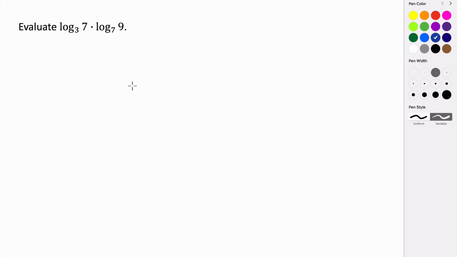So we really have options. We can change the base to any base that we want. That gives us a lot of freedom, but it also makes it sometimes difficult to figure out what base we should use. In this case, I'm going to use log base 3. The reason is that log base 3 of 7 is already in base 3. This one is going to be the one that changes.